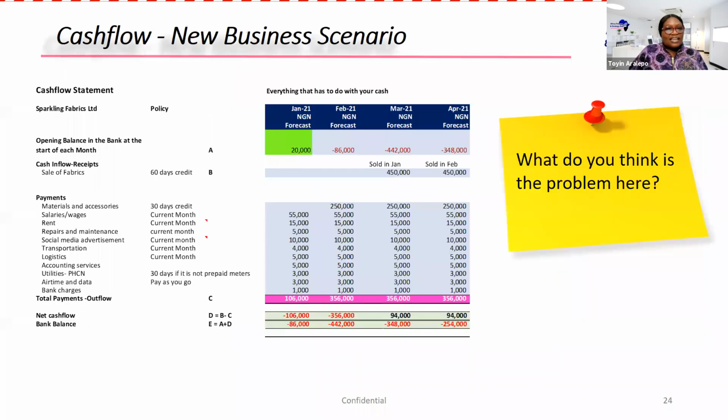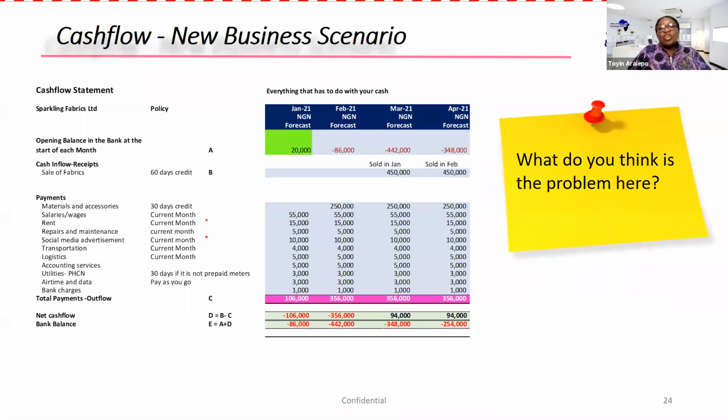Then I have another example here. This one is showing that there's a problem. But the good thing about this is that by the time you prepare this, it will show you that there is a problem and you can plan ahead of it. And look at the problem here. This person is giving a 60 days credit policy, which is a problem. You won't collect cash until the end of the second month, which is a problem.